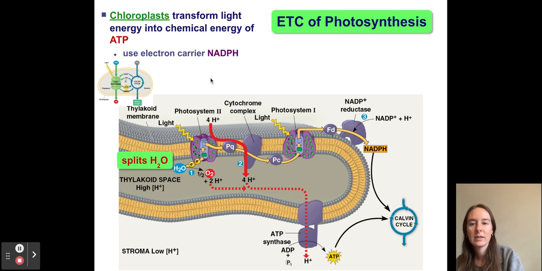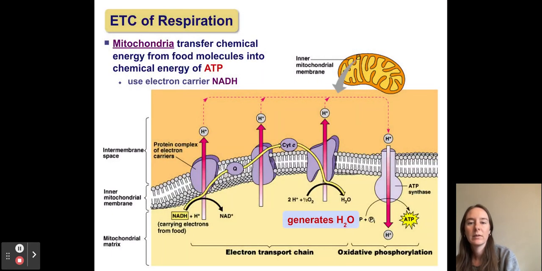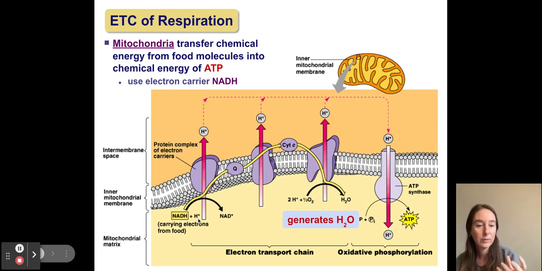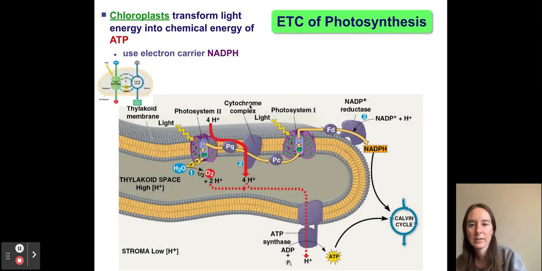Another key difference is the electron carrier in photosynthesis is NADPH, whereas in cellular respiration, we're using the electron carrier NADH. Okay, so in cellular respiration, we're using food molecules to generate ATP, right? We're transferring chemical energy. This chemical energy came from food, from the hydrogen and the electrons in food. In photosynthesis, light energy is being transformed into chemical energy to make ATP and NADPH.